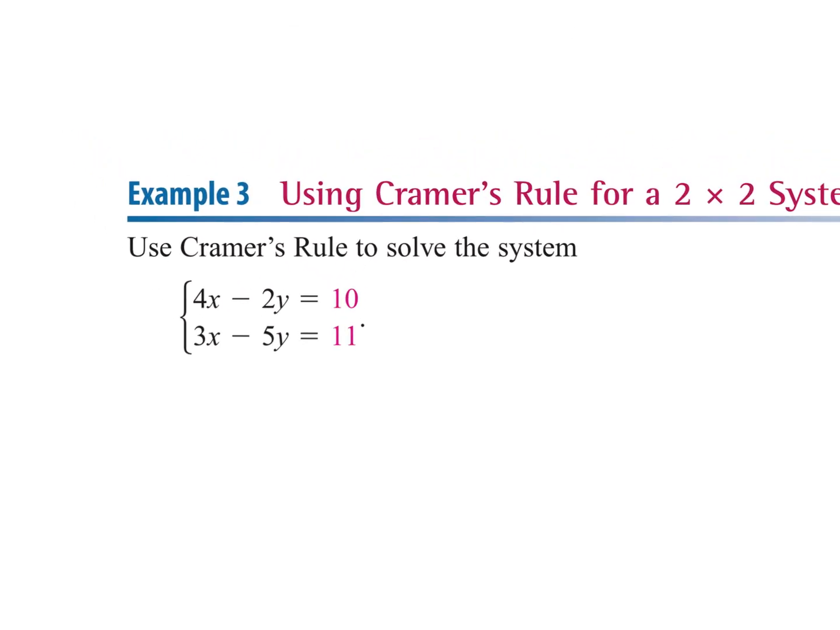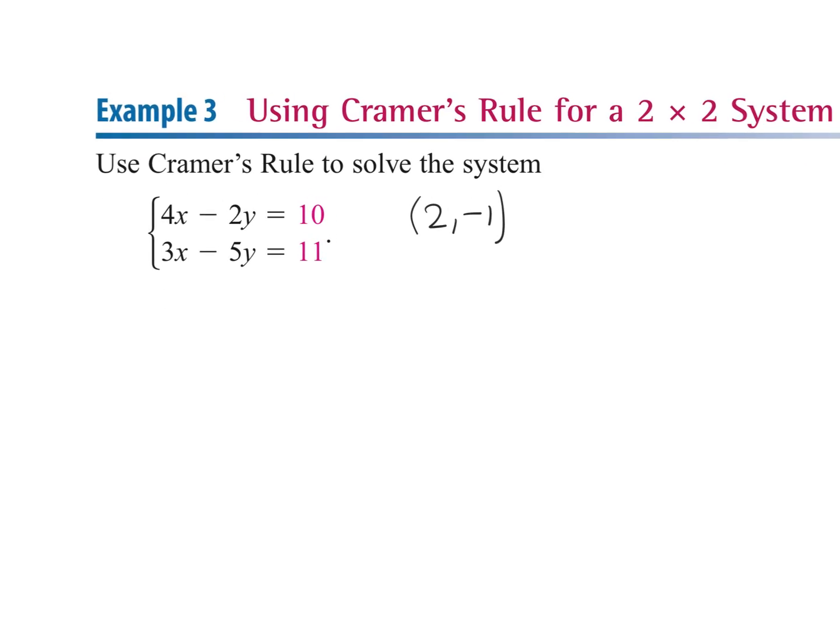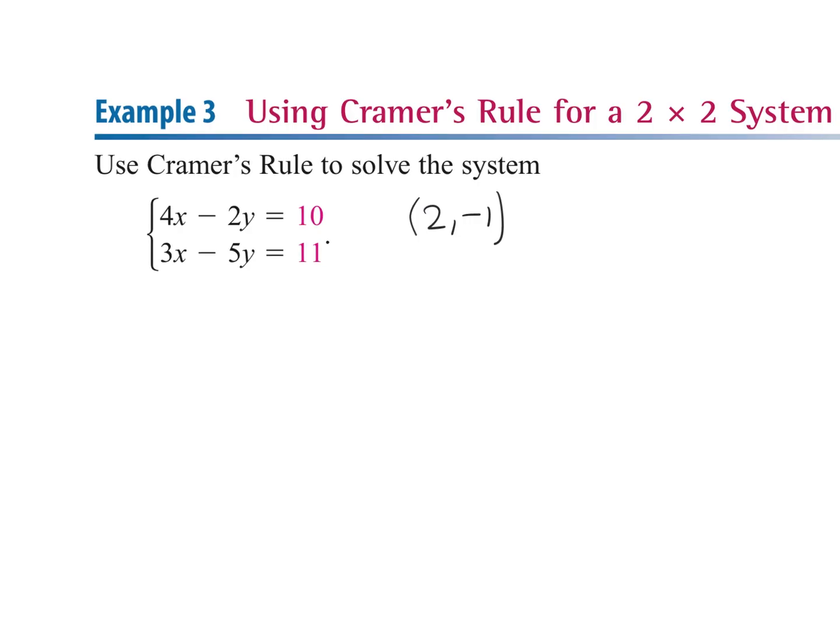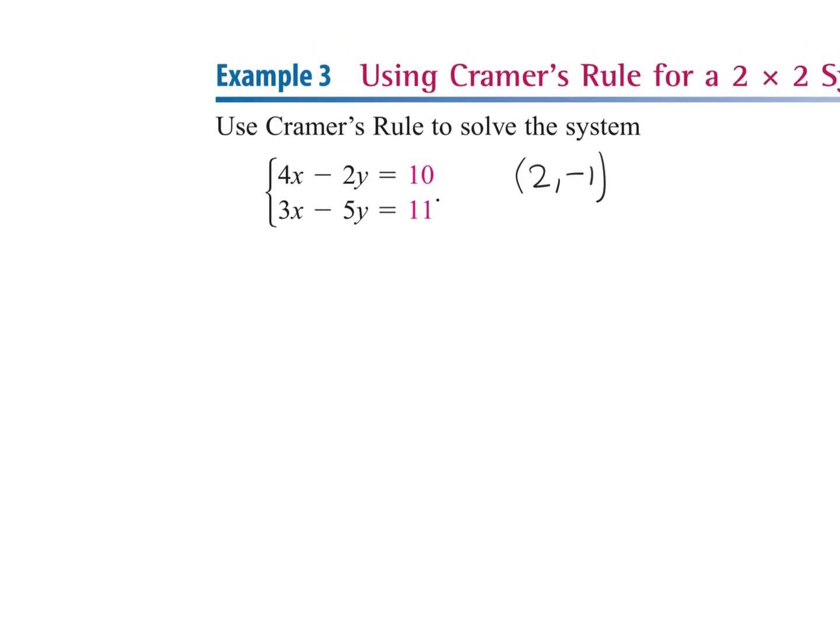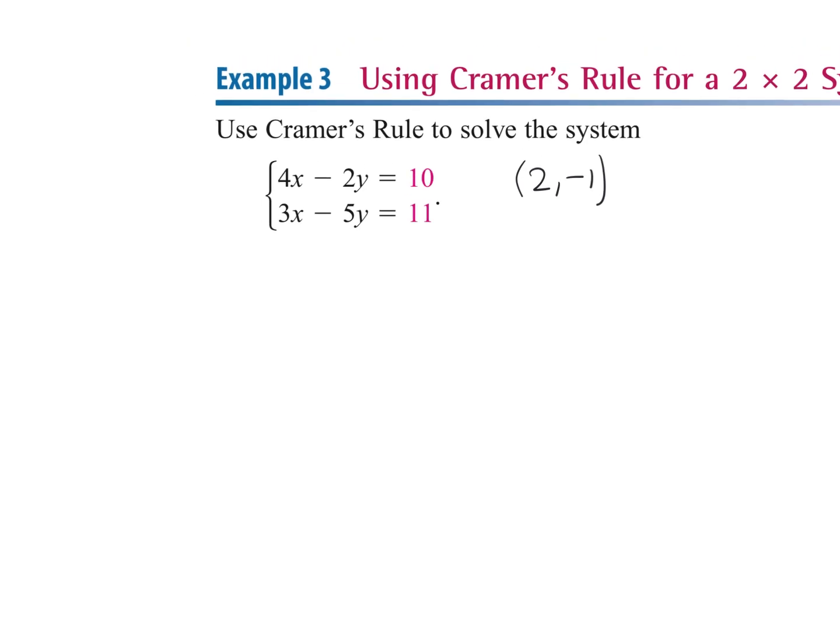All right, I want you guys to start by solving this however you know how. Substitution, elimination, whatever it may be. So just take a second, solve it, get an answer. And then I'll show you how to do it using Cramer's rule. Okay, so you guys got 2 comma negative 1 as your answer. Okay, cool. So that's how you did it. Substitution, elimination, however you did it is fine, right? That is the answer. I'll show you how to do it using Cramer's rule.